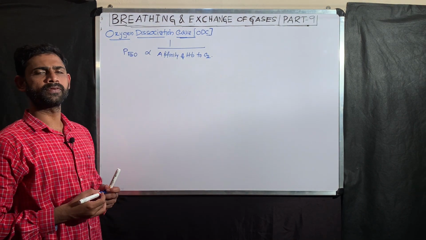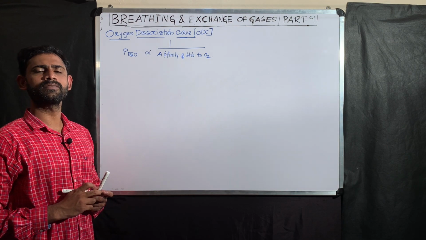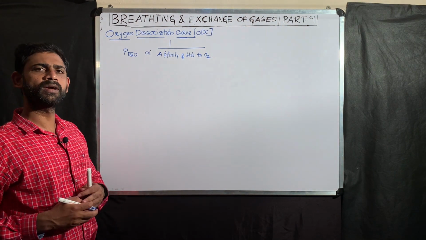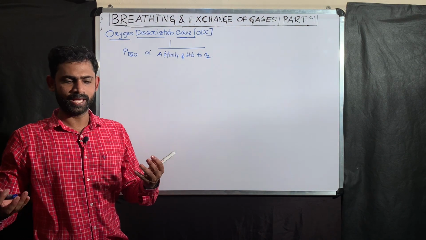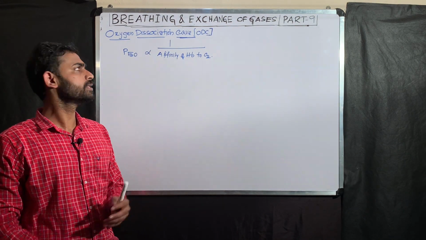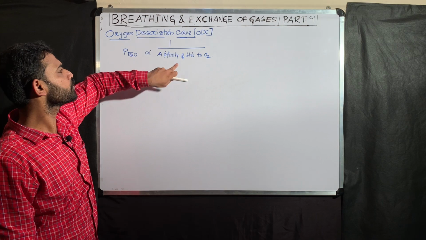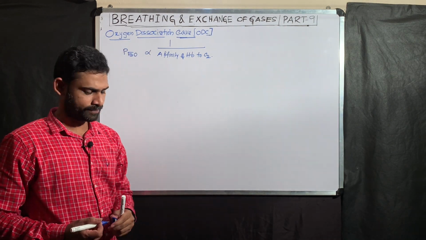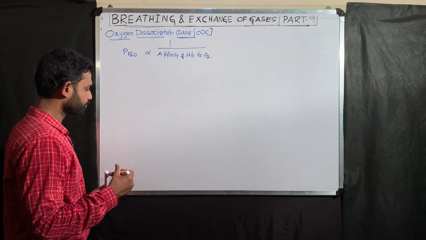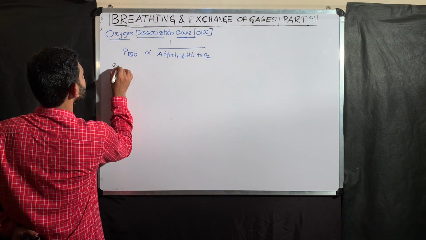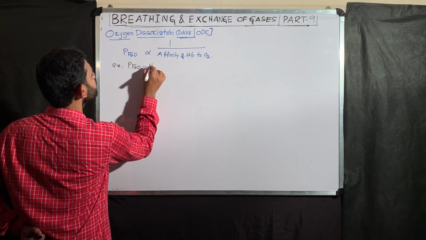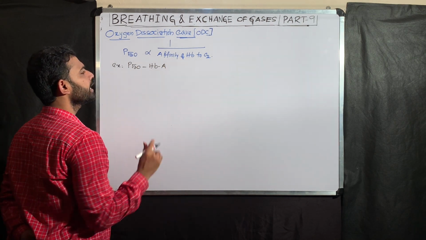P50 means the partial pressure of oxygen where hemoglobin is half saturated. If you know the P50 value of certain proteins that combine with the hemoglobin, that is inversely proportional to the affinity of that molecule towards the oxygen. I will make you understand. For example, you take the P50 value of HbA. What is the meaning of HbA?